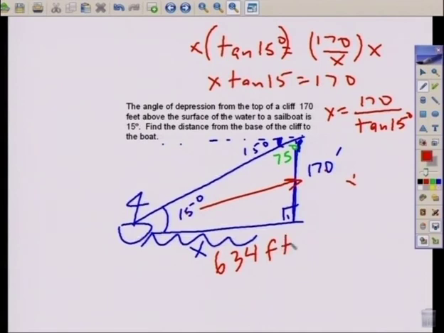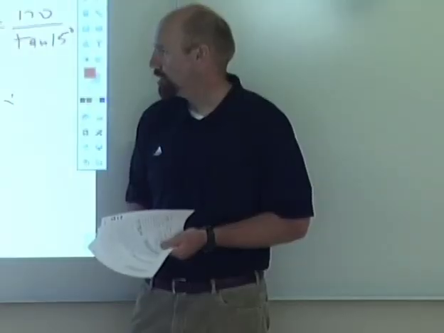Is that reasonable? Well, the 15 degrees goes with the side length of 170. The 75 degrees, this should definitely be a longer side, and it is. So 634 feet is the distance from the boat to the base of the cliff. And that concludes our lesson on right triangle trig, using it to solve applications in the real world.